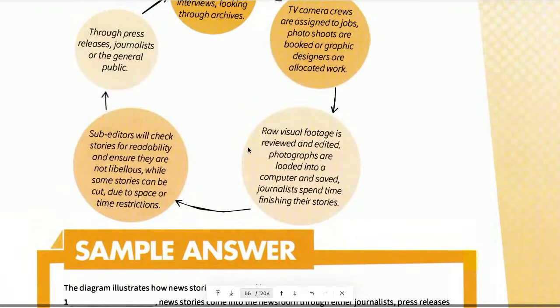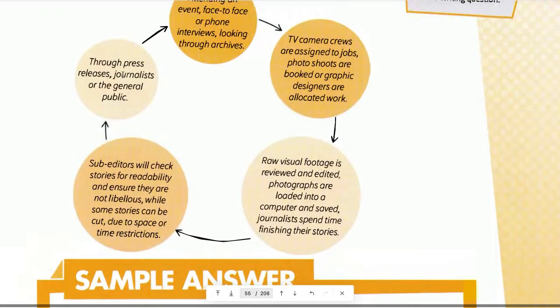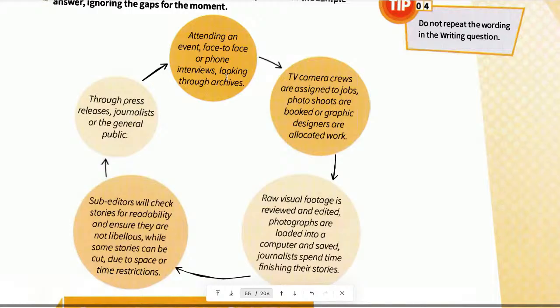So first of all, you get the story through press releases, journalists, or the general public, and then what? And then you can also attend some events, right? Some events, face-to-face or phone interviews, looking through archives, something like that. So those are the sources for your news or for your stories. And then what? You have TV camera crews, photo shoots, and also graphic designers doing their work.